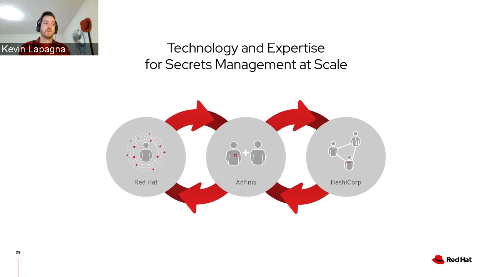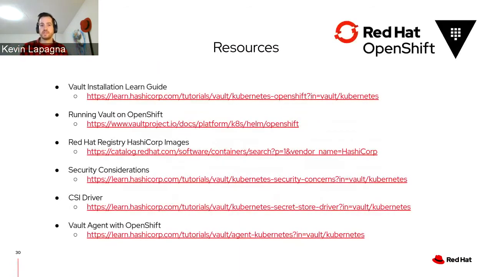And the thing is, you need expertise to also bring these worlds together. And for this, you need someone that really knows what they're doing. And there you have Adfinis, the guys that really understand technology, especially open source technologies from Red Hat and from HashiCorp. And they can help you to get this running in a secure way. Here in this slide deck, you'll find some resources where you can learn about the integration of HashiCorp Vault into Red Hat's OpenShift and how to start with that.